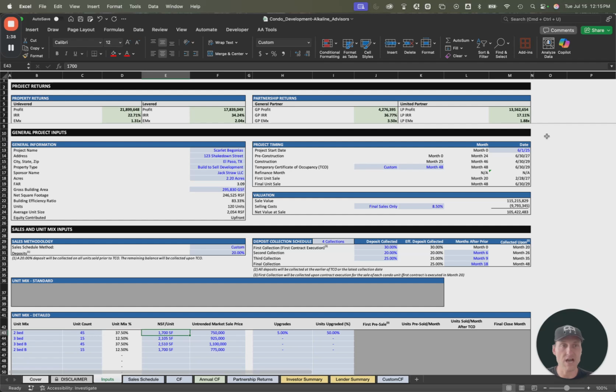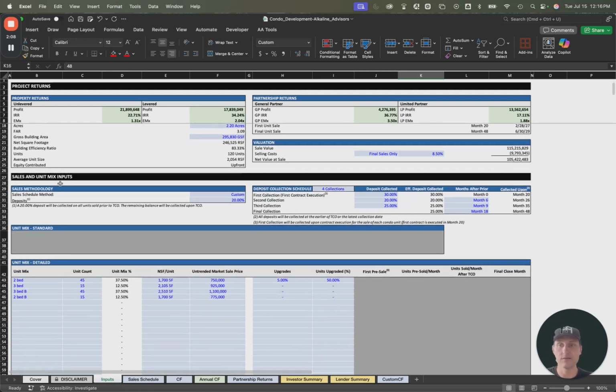We have project timing. You could choose when the project's going to start. You can choose when we're going to have a certificate of occupancy. You'll say once construction is complete, and it'll auto-populate to show whatever month construction ends, or you can say a custom TCO, where now you can override that figure with an input of your choosing.